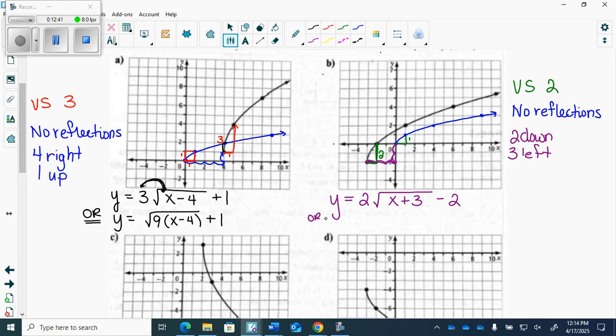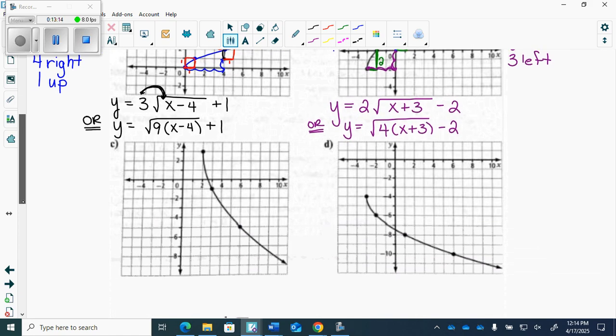Or, how do I make the other one? With a horizontal stretch. Bring the 2 inside. How do I bring the 2 under the radical symbol? Square it. So I'm going to get y equals the square root of 4 x plus 3 minus 2. Now it's a vertical stretch of 2. What's the horizontal stretch then? 1 over 4.